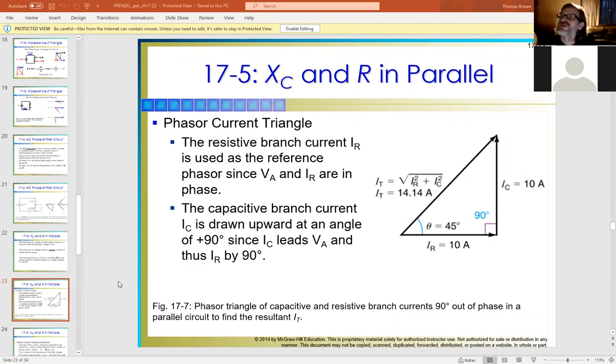But now, in the series circuit, we were examining the voltage phasor, but now we're going to be looking at the current phasors. And notice, same rule of thumb. If we look at what our IT total is by the formula here, it's the square root of IR squared plus IC squared, right? Still using the Pythagorean theorem for that.